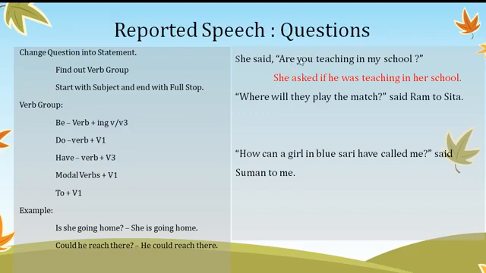I told you when you write this, then that pronoun has to be different from she. So I'm writing he. She asked if he was teaching her school. When you comes in the beginning, are becomes were, but he takes was. My becomes her according to she, because this is the first person possessive.